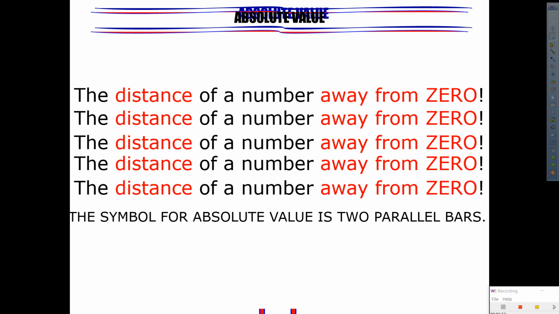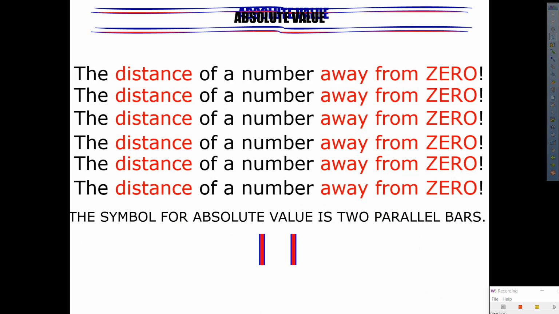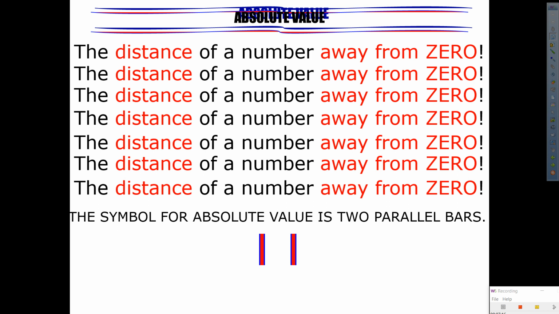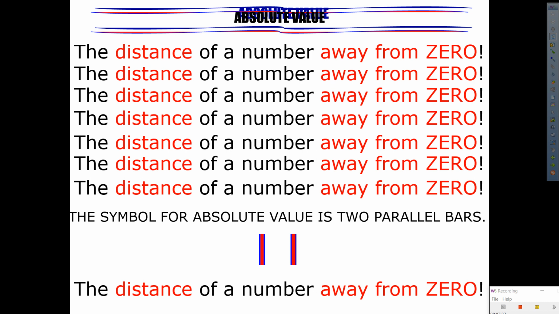Those are the symbols. What is the absolute value? The distance of a number away from 0. Am I making it kind of obvious? Yes? So what is the absolute value? The distance of a number away from 0.